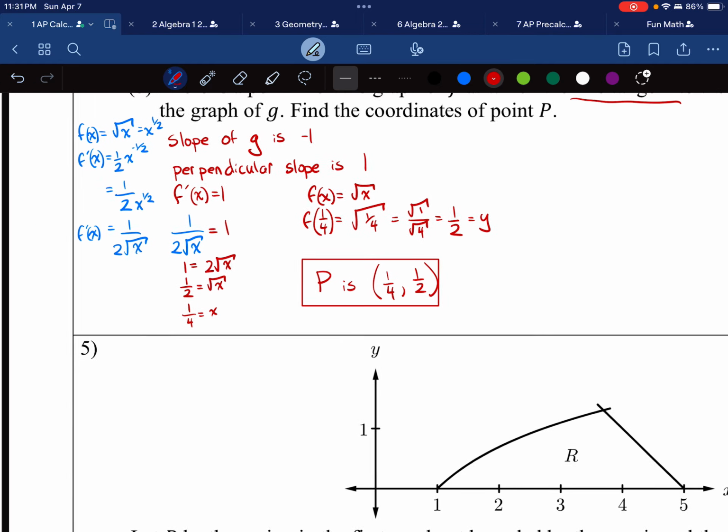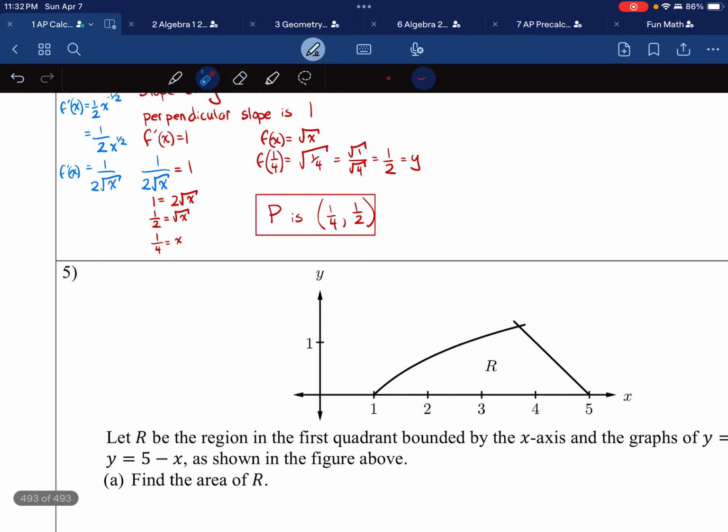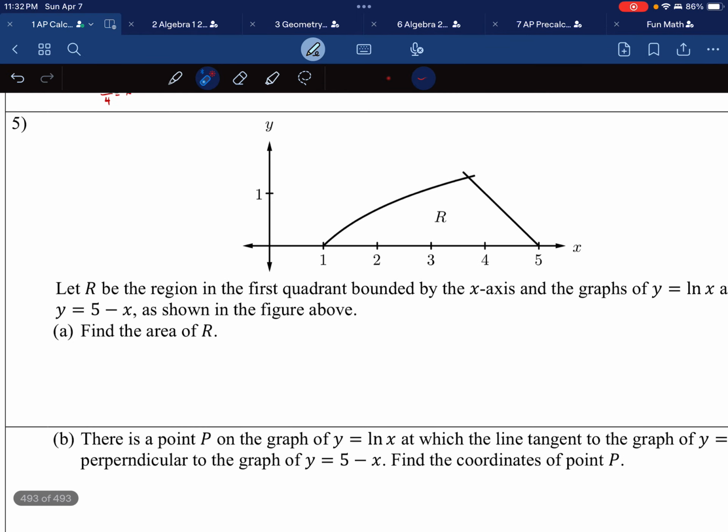And it feels like it's a review problem to me. Because really what we did was we found the slope, used the slope, knew that the slope had to be talking about this thing, found that thing, set it equal to the slope that we knew, and then found the x-coordinate, and then plugged the x-coordinate in. I don't know what unit that was from, but it felt like a review. Anyway, number 5. Let R be the region in the first quadrant bounded by the x-axis.